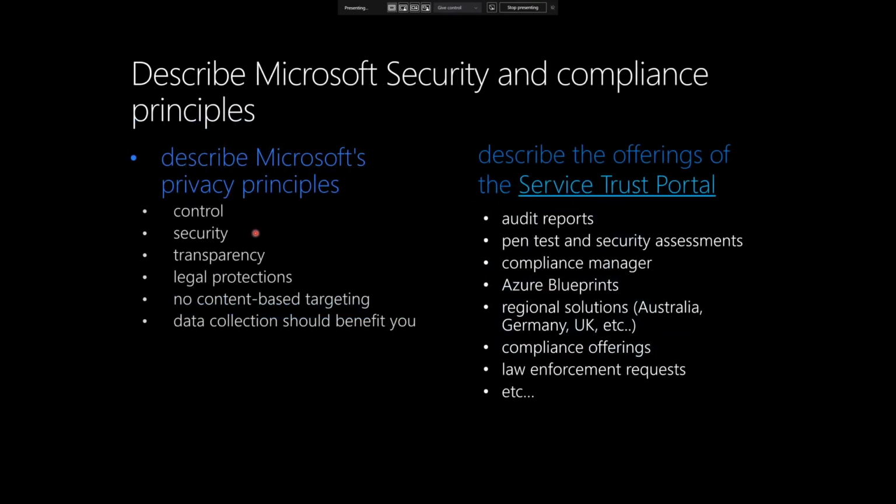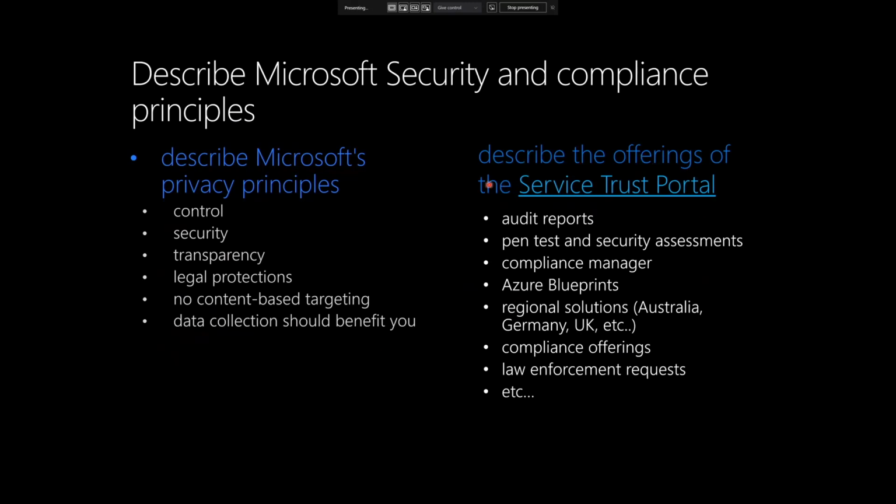Microsoft's products and solutions run on trust. Microsoft focuses on these 6 key privacy principles when making decisions about the use of data. So they are control, transparency, security, the legal protections that are afforded by the government of the country where the data center or the owner of the data lives, the principle of no content-based targeting, and then lastly, the benefit to you of the data collection. So when Microsoft collects data, it should be used to benefit you and to make your experiences better.